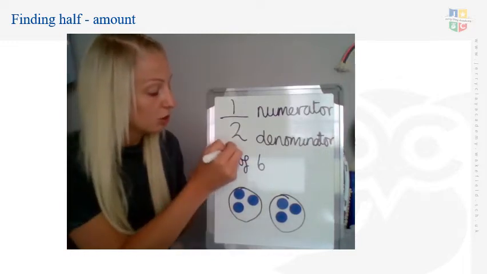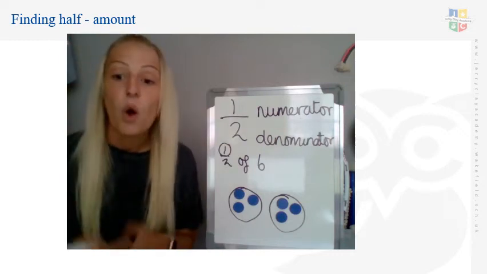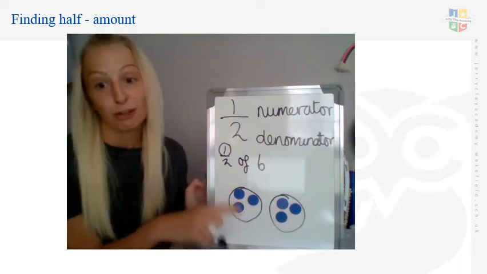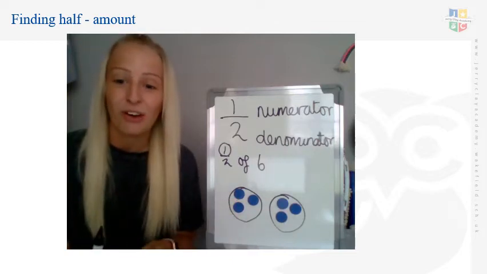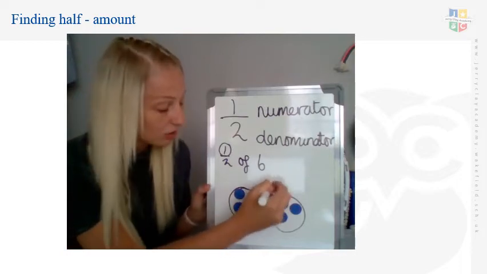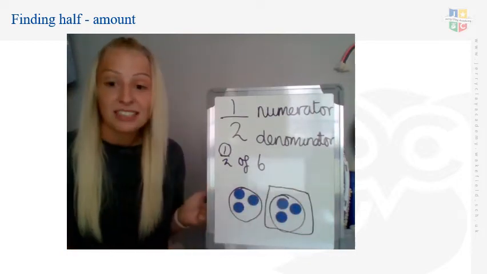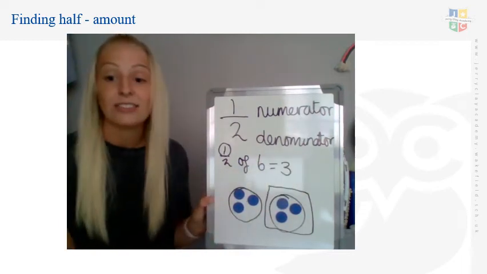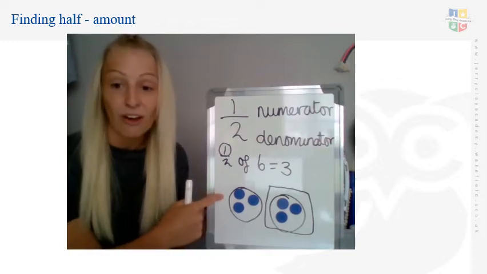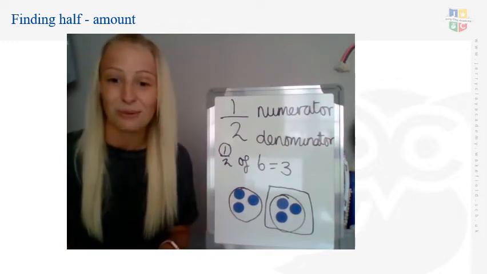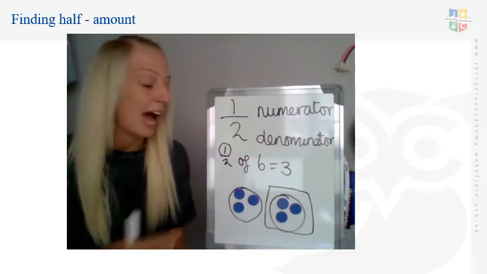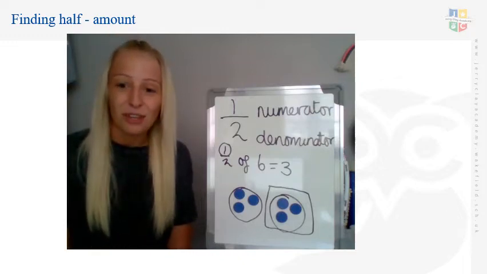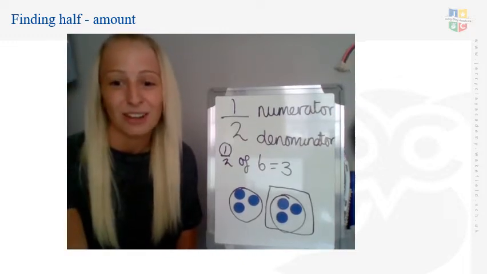Next, my numerator shows me that I can only have one of the parts. So I can look at only one of my groups. It doesn't matter which one as long as I only count one. So it can be any. I'm going to choose this one to count. How many is in this one? 1, 2, 3. So half of 6 is 3. It doesn't matter which one I counted. I could have chosen this one because this one also has 1, 2, 3, because it's equal. So that is how we could use our counters or resources to help us find half of an amount. See if you can pause the video now and do the same with your resources.